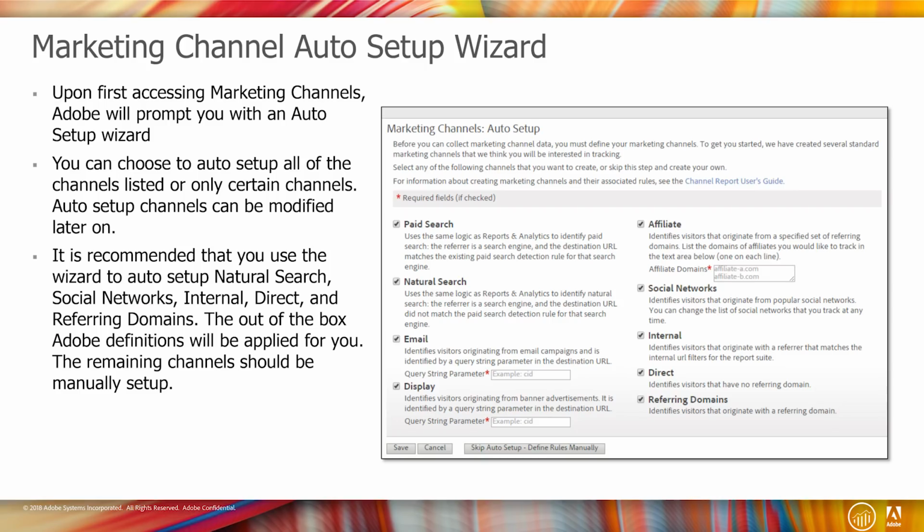All right, so coming up next, we have some details on configuring your marketing channels. So as I mentioned earlier, by default, the first time you click to enable marketing channels in your report suite, you'll have this auto setup wizard. This can be a useful way to pre-populate a bunch of individual marketing channel processing rules that are automatically ordered for you just based on the email identifier, the display query string parameter, or any affiliate domains as well. This is a really useful way to kind of kickstart your marketing channel setup.